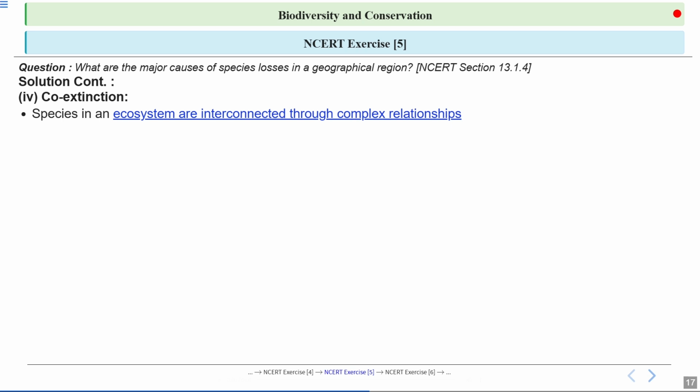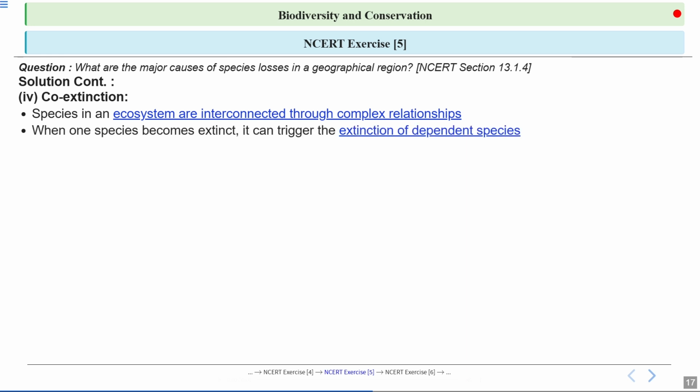Now, in an ecosystem, all living organisms or species are linked together in a complex web of interactions such as feeding, competition, and cooperation, which help maintain the balance of the environment. These relationships ensure that energy flows and nutrients cycle through the ecosystem, supporting the survival and growth of different species. Now, when one species becomes extinct, it can trigger the extinction of other species that depend on it.